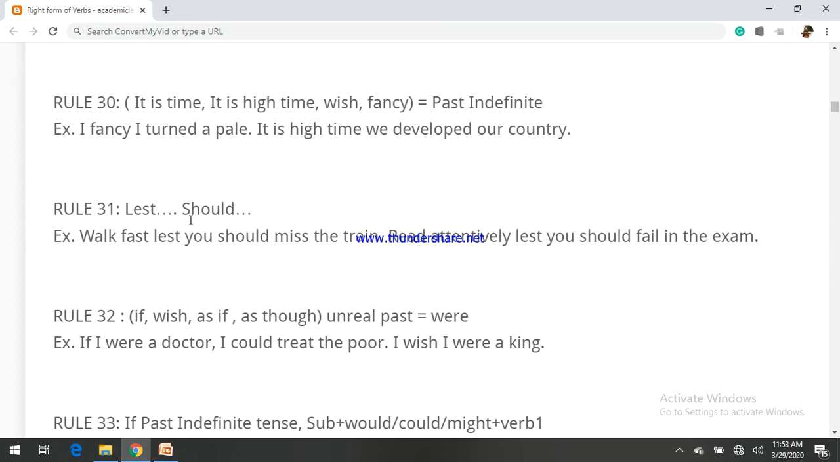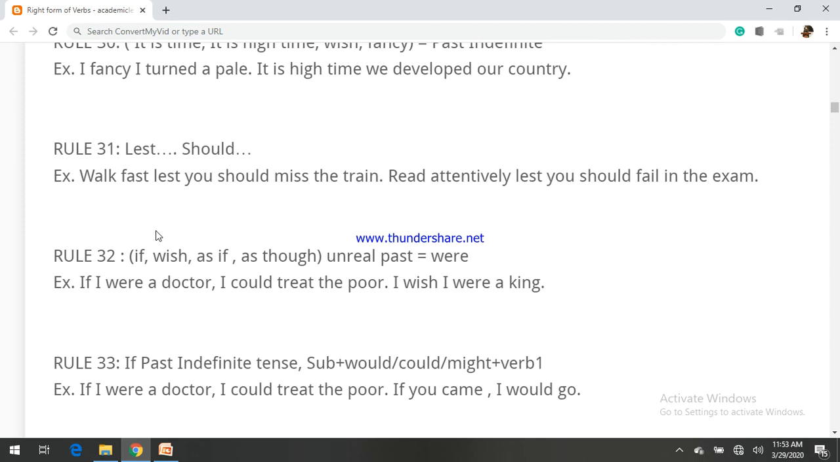Rule 31. Lest, should. If lest is used in any sentence, you are compelled or obliged to use an additional should. Let's say, walk fast, lest you should miss the train. Walk fast, then lest plus subject plus should. In the second sentence, read attentively, lest you should fail in the exam. Read attentively or you will fail in the exam, meaning like that.